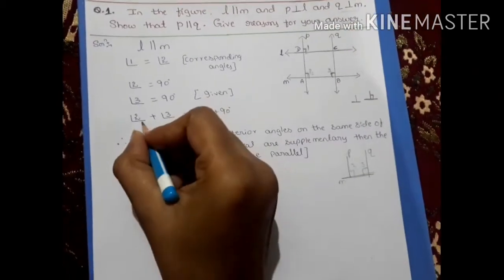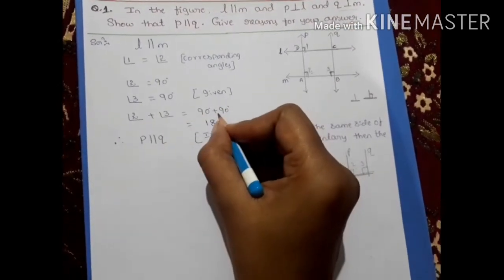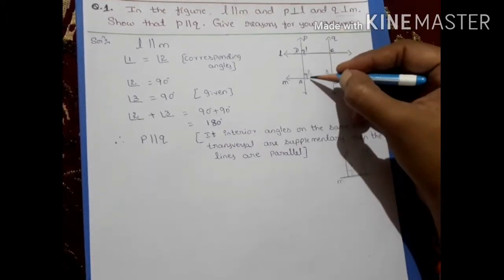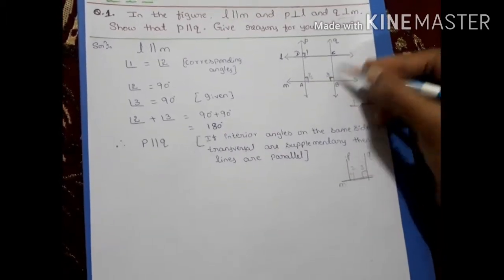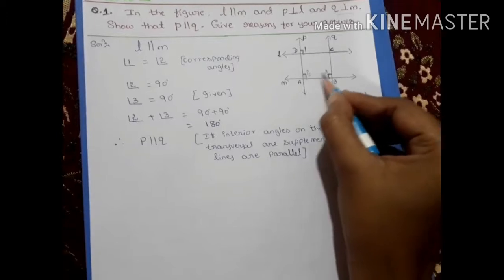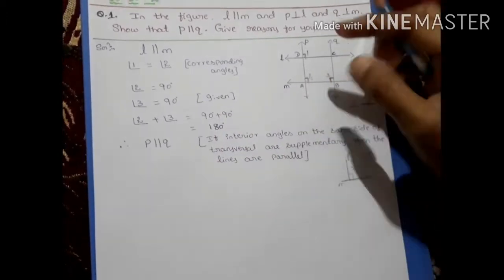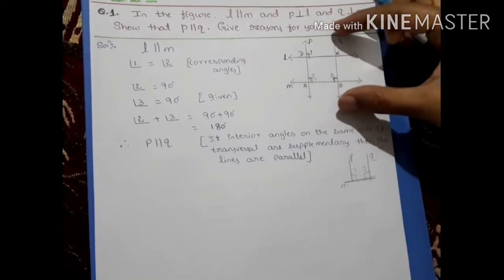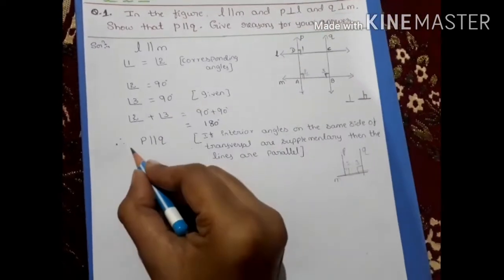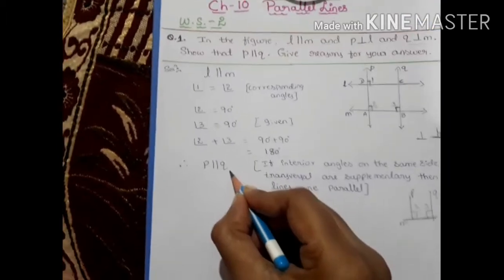So angle 2 plus angle 3 is equal to 90 plus 90. Angle 2 is 90 degree, angle 3 is 90 degree, given already. Sum of these two equal to 180 degree, nothing but supplementary angle. We can say that P line is parallel to Q. So therefore P is parallel to Q.